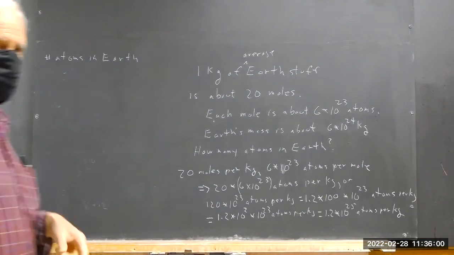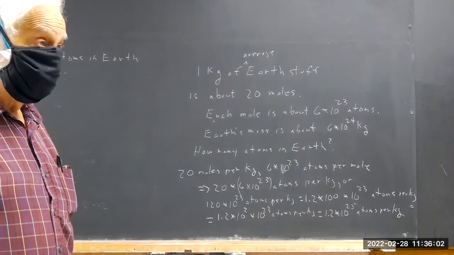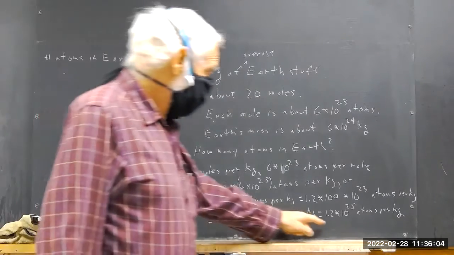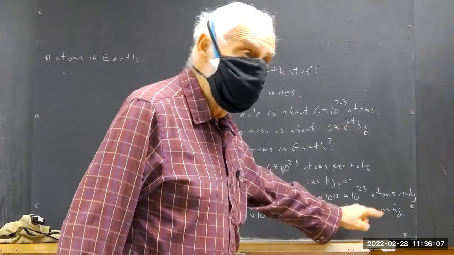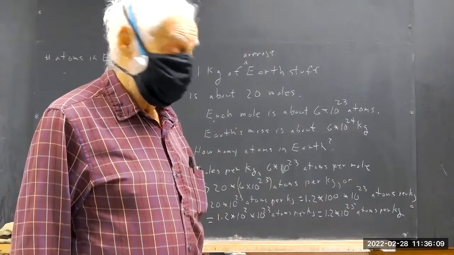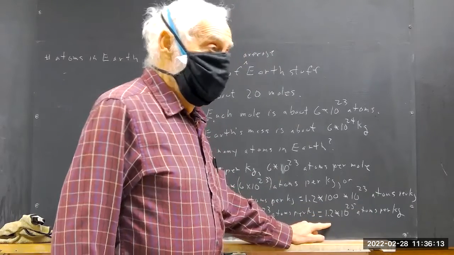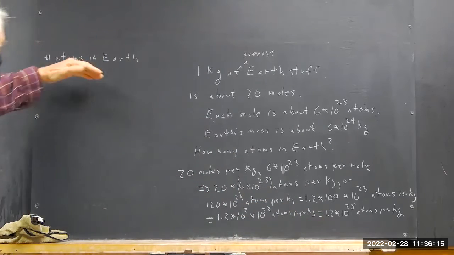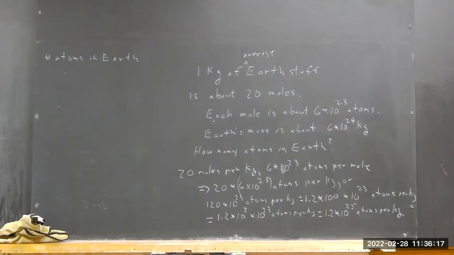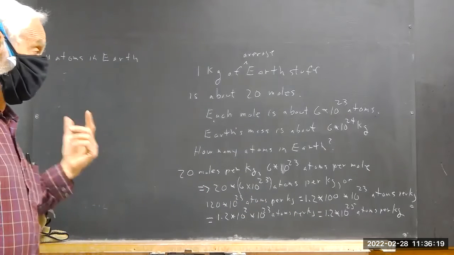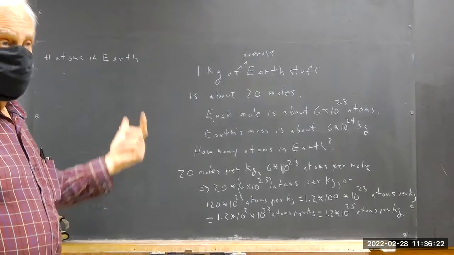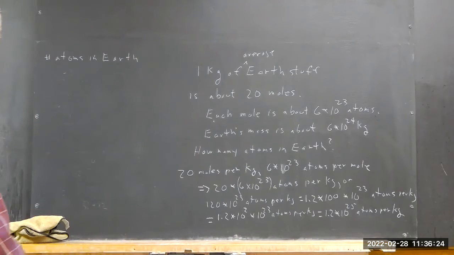Now that's 2 kilograms. How many atoms would there be in 2 kilograms? Well, this is how many atoms per kilogram. That's how many atoms in 1 kilogram, right? So it should be fairly obvious: we double this. Now, if we want the number of atoms in the earth, we would multiply the number of kilograms in the earth by the number of atoms in a kilogram.